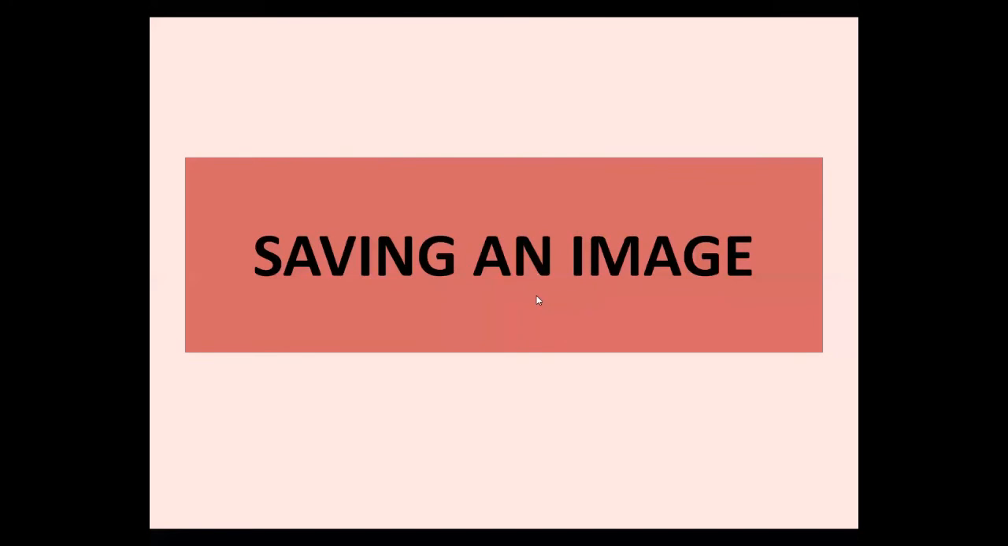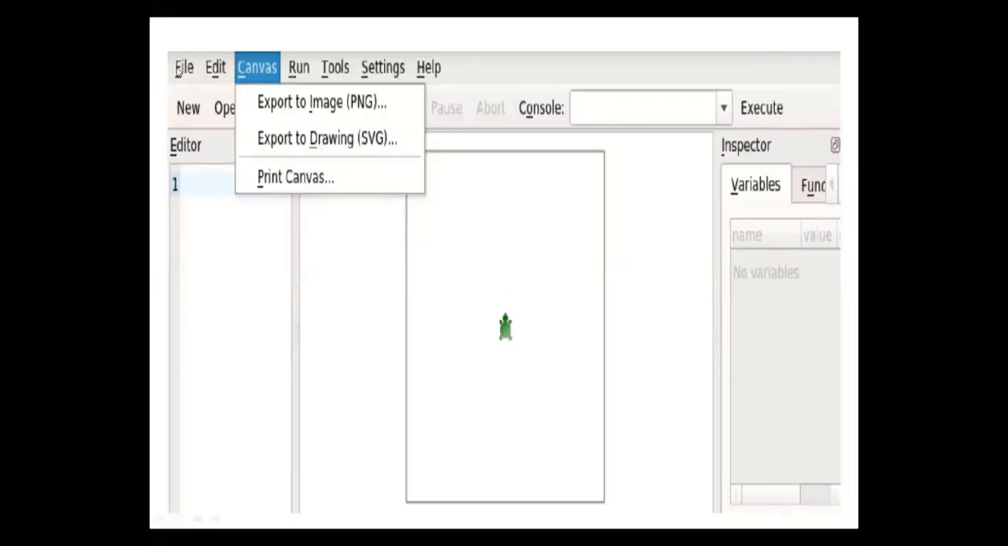Now we learn how to save an image in KTurtle. There are some steps to save an image. Which bar is it? This is the menu bar. On the menu bar you can see different options like file, edit, canvas, run, tool, setting, help. So we are going to learn the steps to save an image.